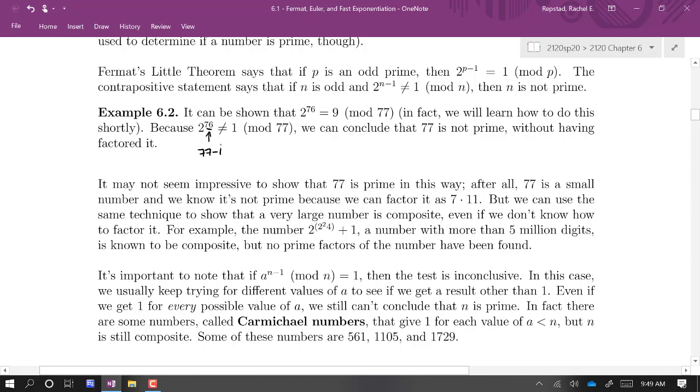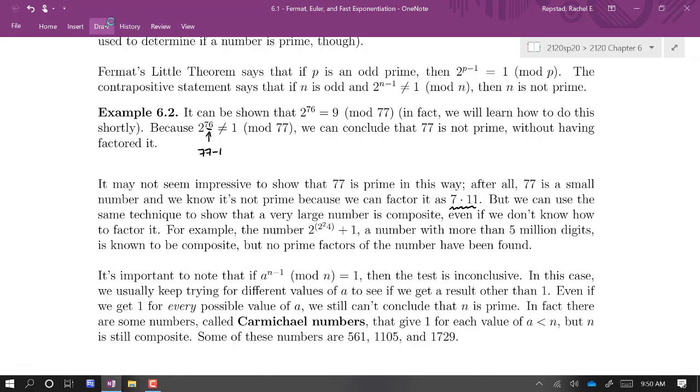Now, it might seem kind of silly that we would use this theorem to conclude that 77 is not prime. We can factor it. We could see very clearly it's not prime. It's 7 times 11. However, this theorem could be used for numbers that are much, much bigger. And in fact, it has been used to show that huge numbers exist that are not prime, but we haven't even been able to find the factors yet.